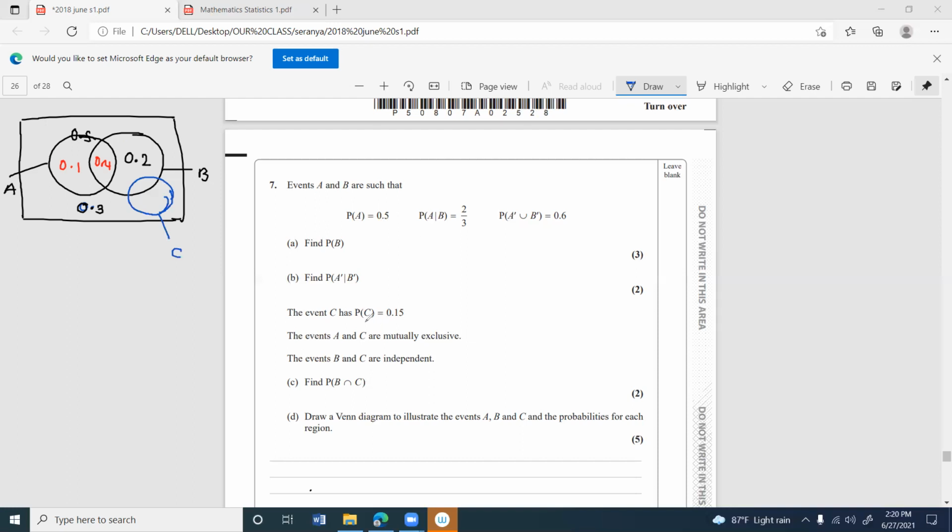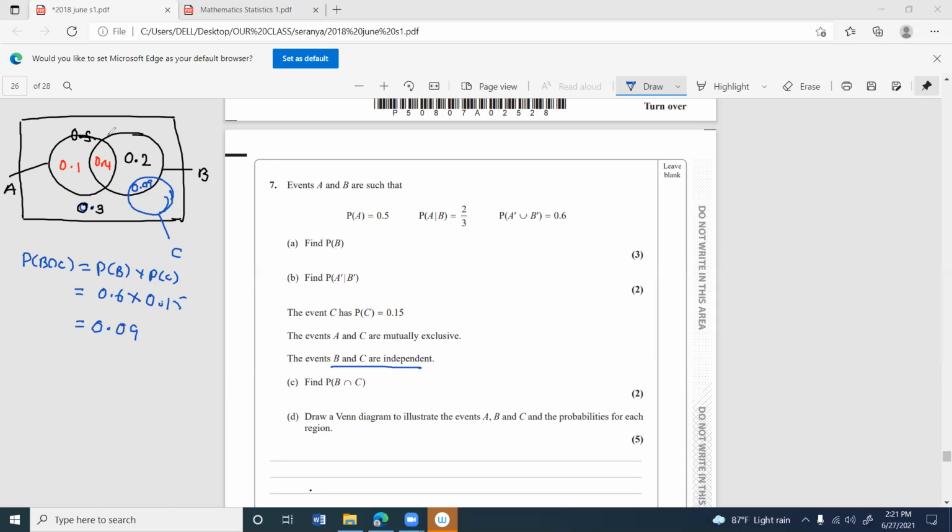Now you know that they have given B and C are independent. If B and C are independent, what can you say? B intersection C should equal the probability of B times the probability of C. The probability of B intersection C, we don't know. The probability of B is 0.6, as we learned in the previous question, and P(C) is 0.15. Then this value is 0.09. Then we know that this region is 0.09.